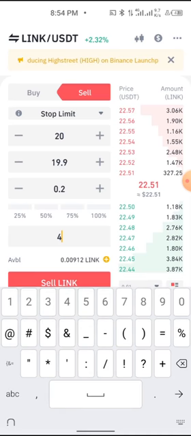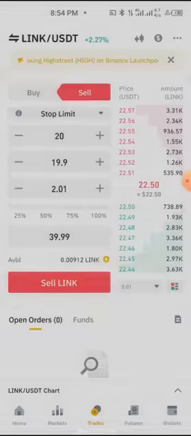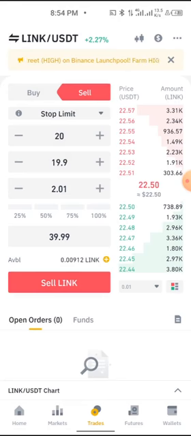So $40 is going to put that. Okay, I don't have enough Chainlink, right? I saw it. So that's just how it's going to be basically.